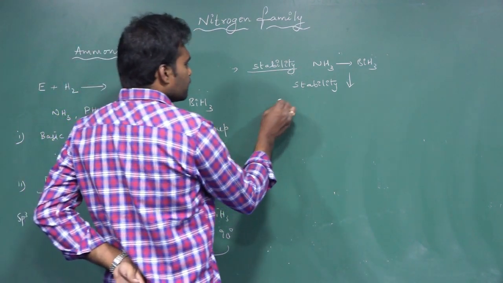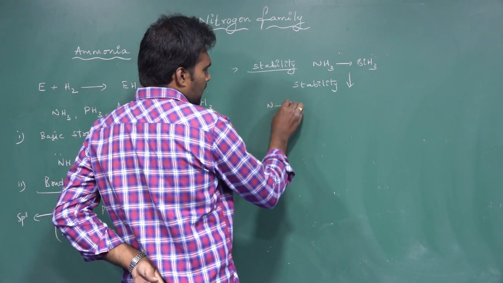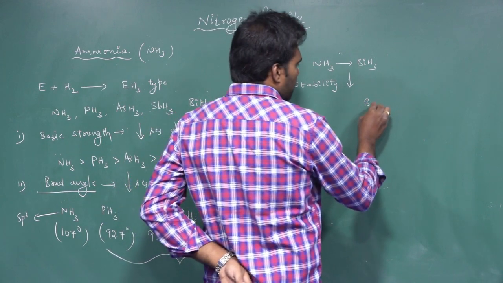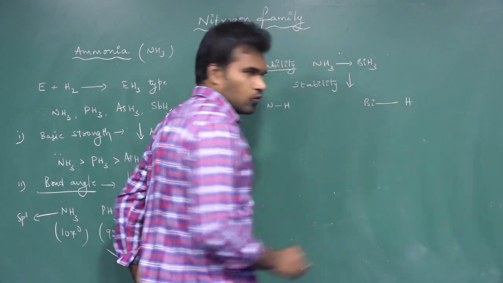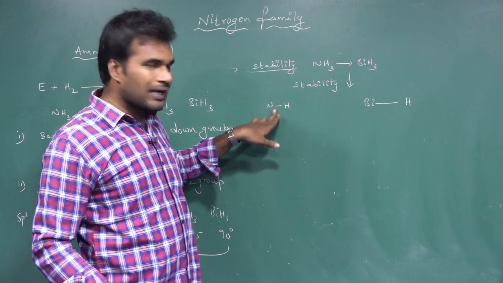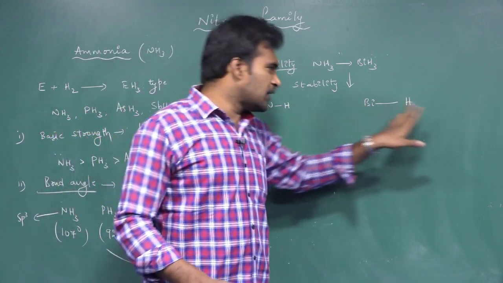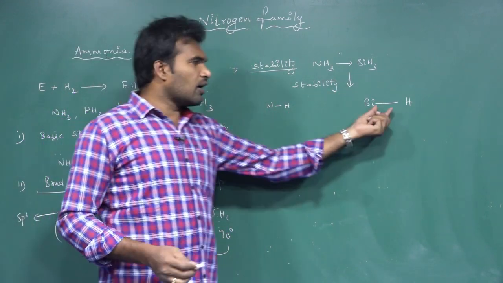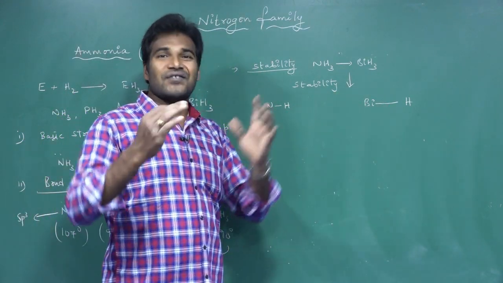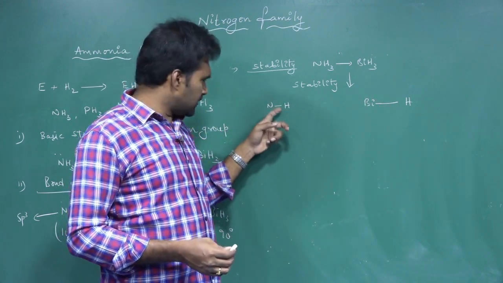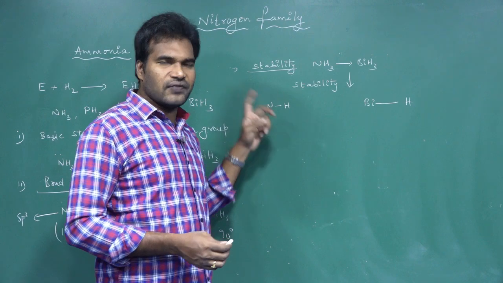Why? Because in NH3, this is the N-H bond, whereas in bismuthine, Bi-H. So when you compare the bond lengths, the N-H bond length is shorter, whereas the Bi-H bond length is longer. Longer bonds are weaker, so we can easily break this, whereas this bond is stronger, so it's very difficult to break it.